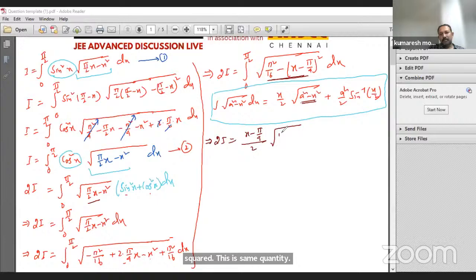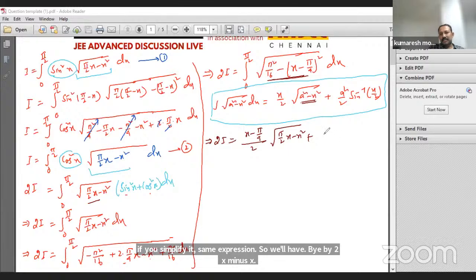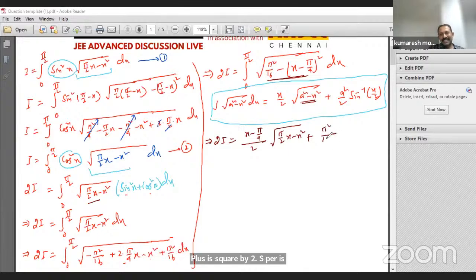So we'll have pi by 2 x minus x square plus a square by 2. A square is what? Pi square by 16. So pi square by 16 into 2 into sine inverse of x by a. What is x here? x minus pi by 4 by a. A is what? Pi by 4. So here we need to put what? Upper and lower limit. So I'll put upper and lower limit as what? 0 and pi by 2. So 2I.